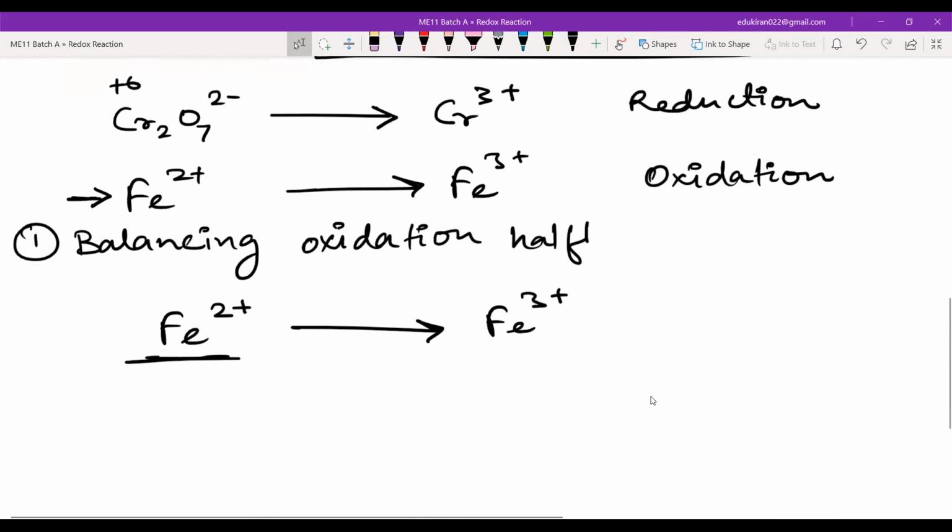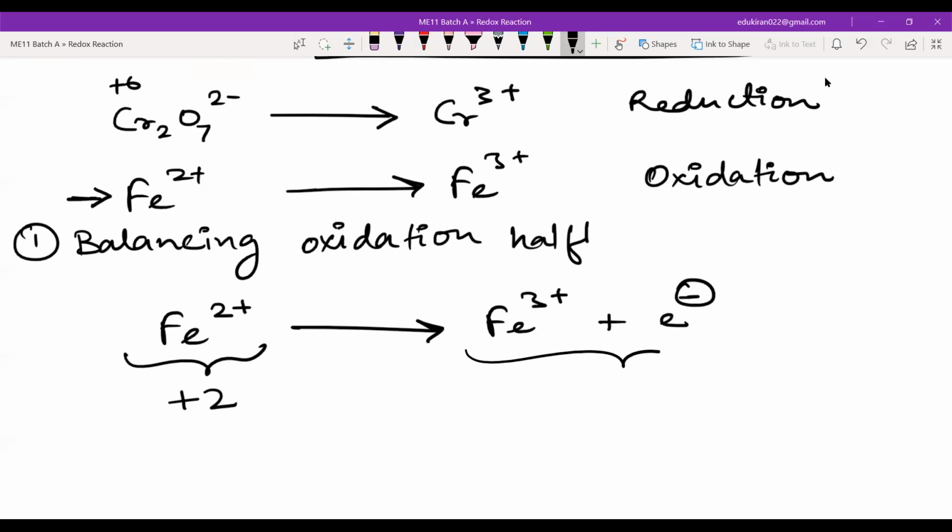Then we are balancing the reduction half. What happened, Hamza and Hiba? You did not understand this point? Tell me. Sir, understood. Okay. So what is the reduction half?